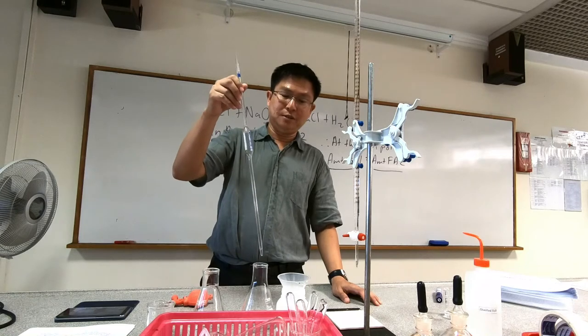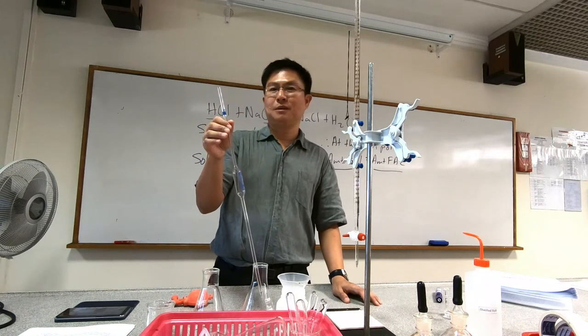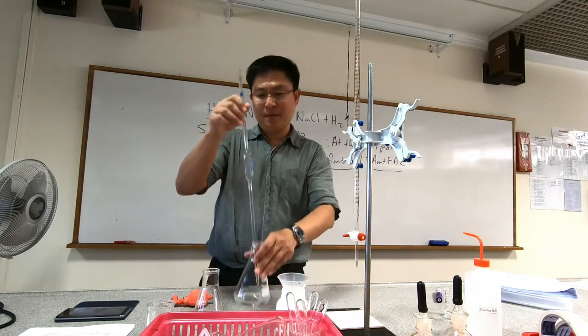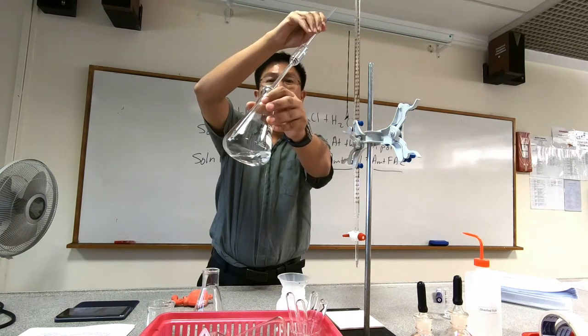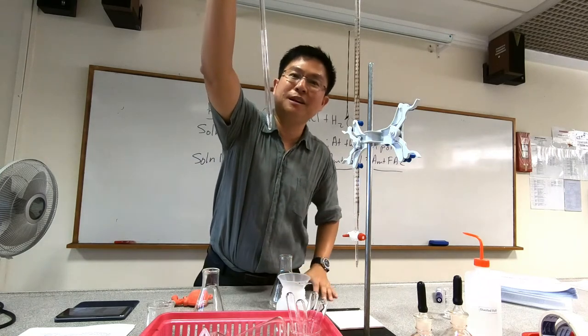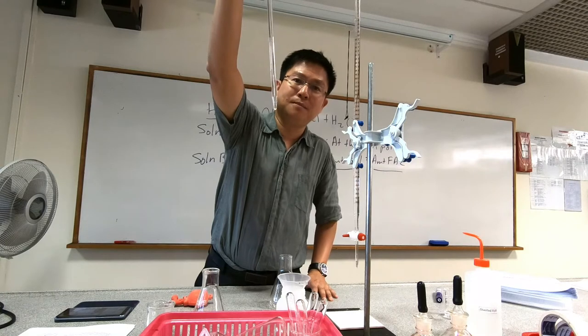Notice it has finished, so I shall count 1001, 1002, 1003, 1004, 1005. Again, I touch the pipette to the bottom or to the side and I take it out, and notice it has exactly the same amount remaining, which is just one drop.